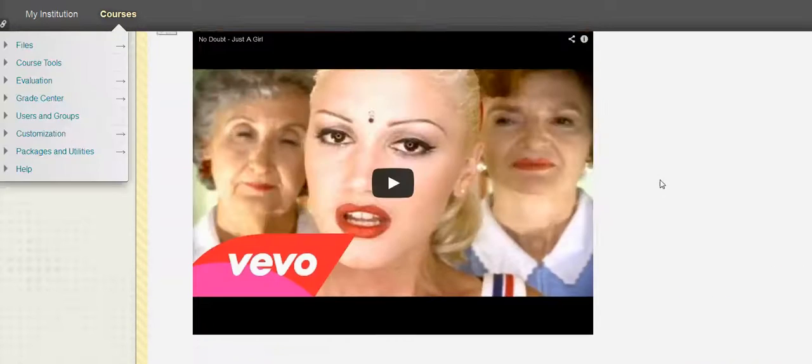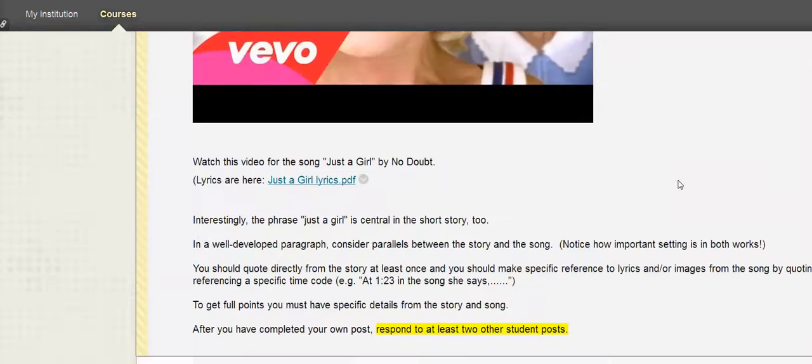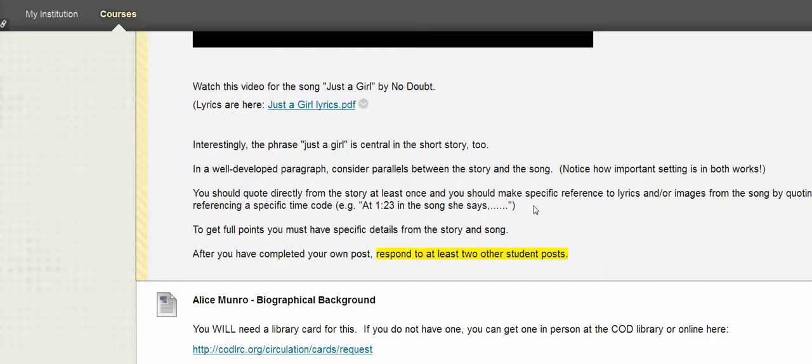The discussion board that's set up here has you reflecting on exactly that kind of connection. And again, we're looking for a comparison that's going on here. I'm pushing it beyond just this big thematic connection: are there ways that you could actually quote from the song or the lyrics here that would connect the short story and the video or the song together?